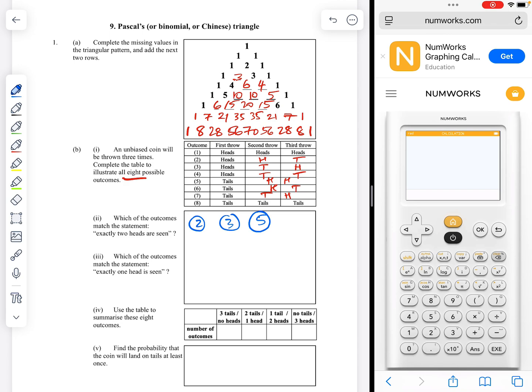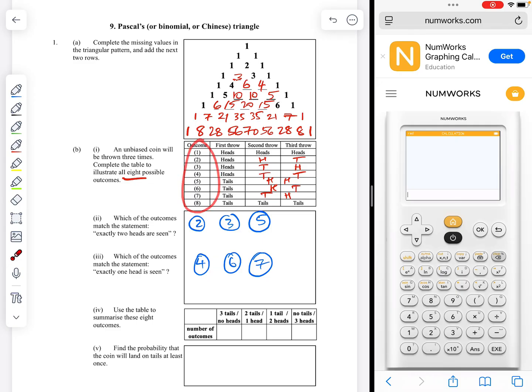Which of the outcomes match 1 head is seen? We can see 1 head here, here, and here. So 1 head is number 4, number 6, and number 7. Into the table below, use the table to summarize these 8 outcomes.